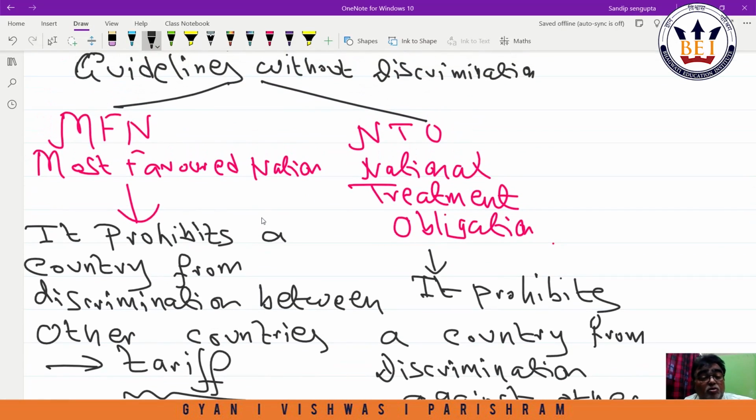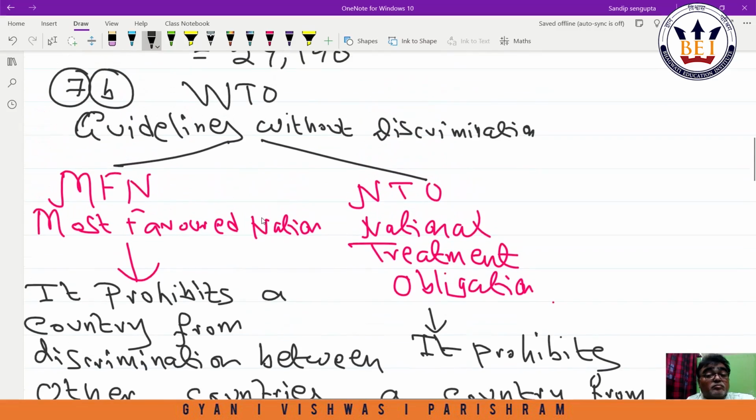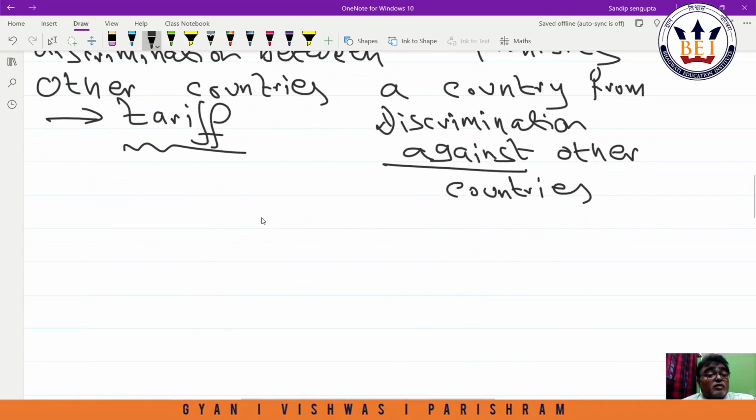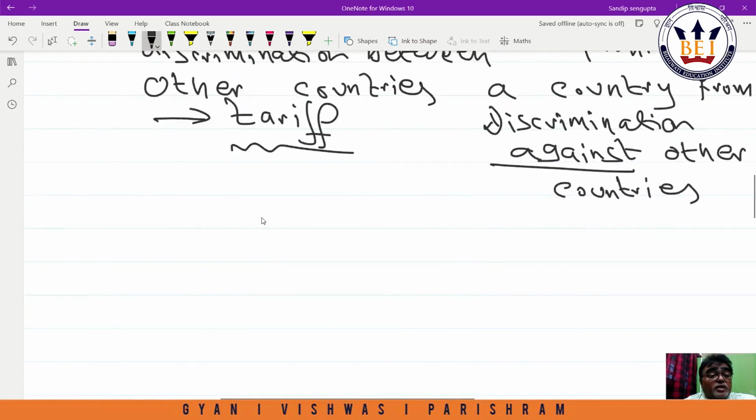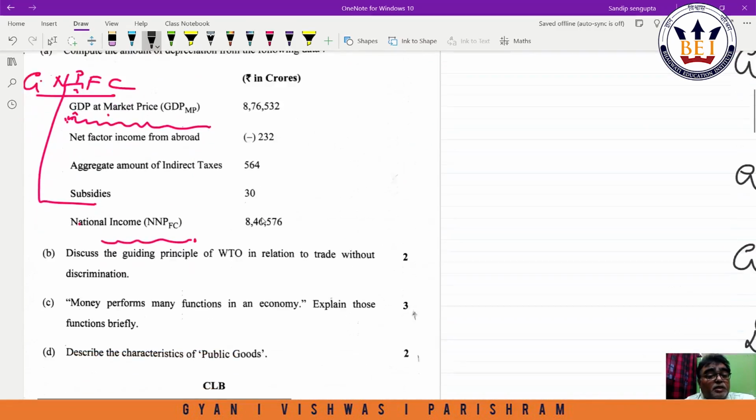So I repeat, WTO guidelines mostly are MFN and NTO. More or less the same, but between these countries, most favored nations are exempted, and against other countries, no one can impose it. That is NTO. Developing countries may find this helpful. So next question, let us move on.